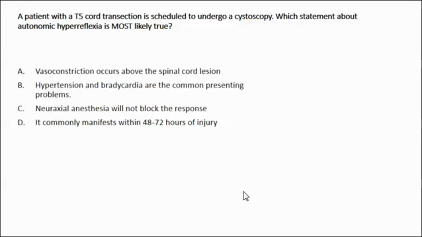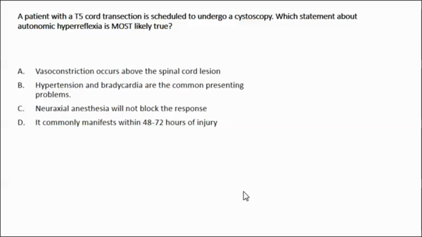It doesn't manifest 72 hours after the injury because we would talk about it every day in the spine rooms, and there's a lot of spines. Neuraxial anesthesia will not block. I'm not saying it's guaranteed, but yeah, we do spinals preferentially on these to make sure we don't have any of that signal coming through. Hypertension and bradycardia, you just heard me talk about separately.